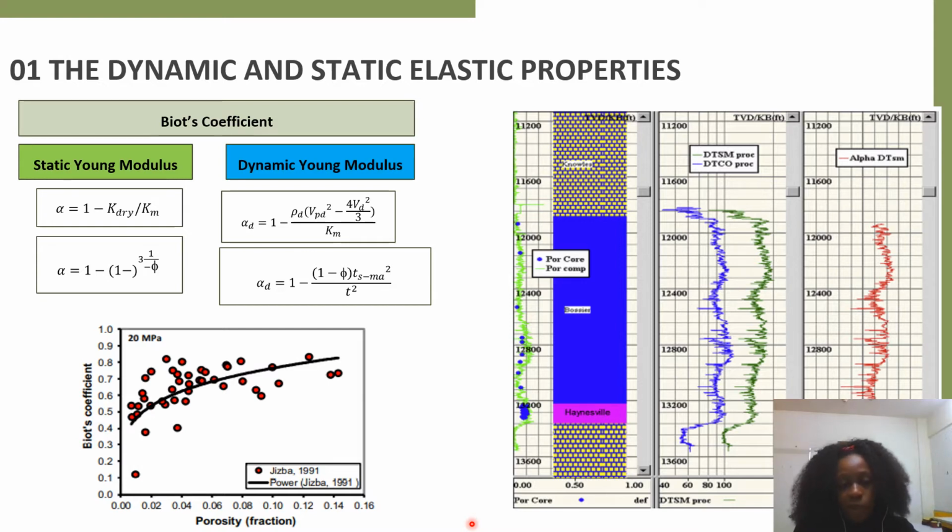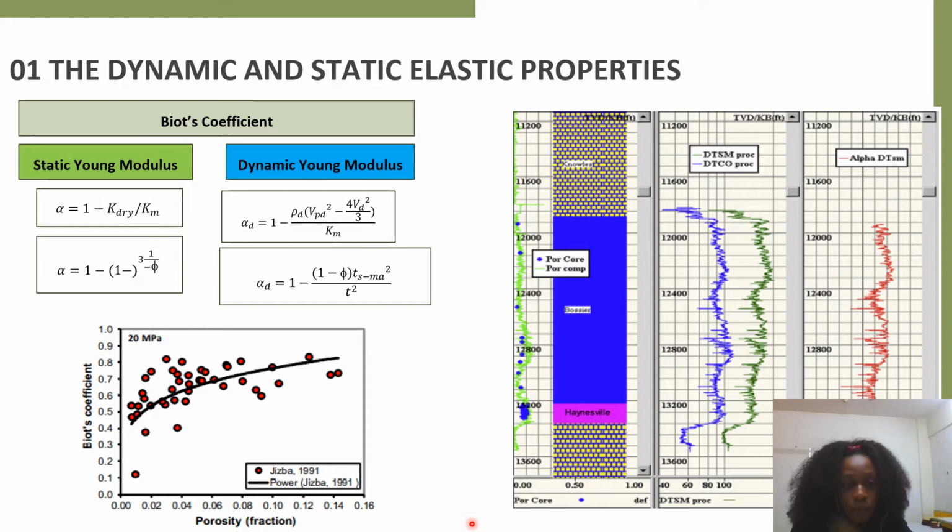And lastly, Biot's coefficient. Biot's coefficient is defined as the ratio of the static pore space deformation to the total bulk volume change. The static Biot coefficient can be computed from the dry modulus and the matrix bulk modulus when they are available. But in the event that they are not available, the dynamic Biot's coefficient can be computed from a derived dynamic bulk modulus. It can also be computed from the well log, as seen from this equation.